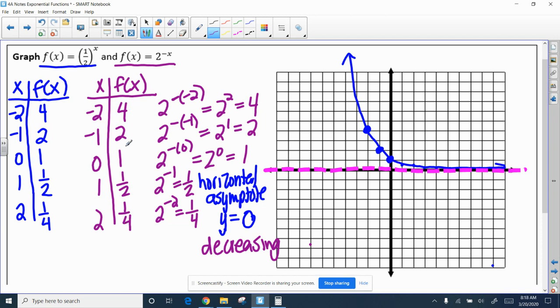So notice here, we actually get all of the exact same points. So these two functions are the same. They're both exponential decay. They're just written in a slightly different way.